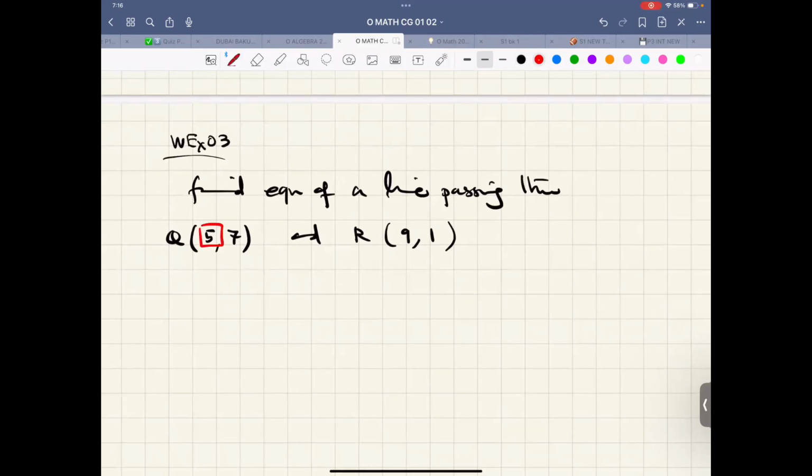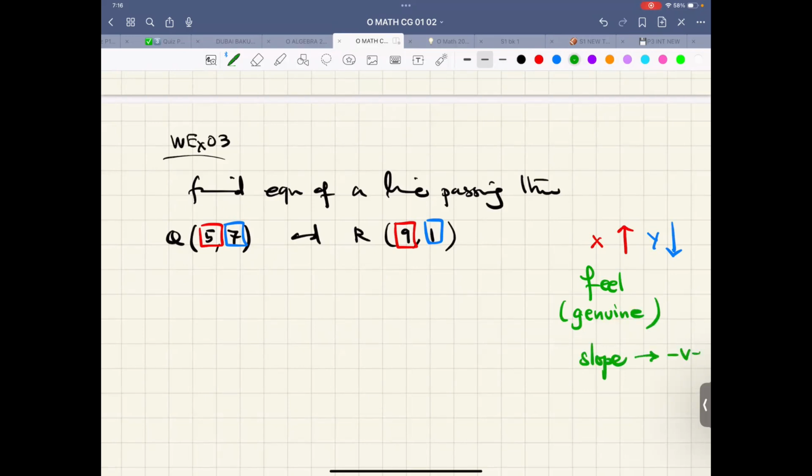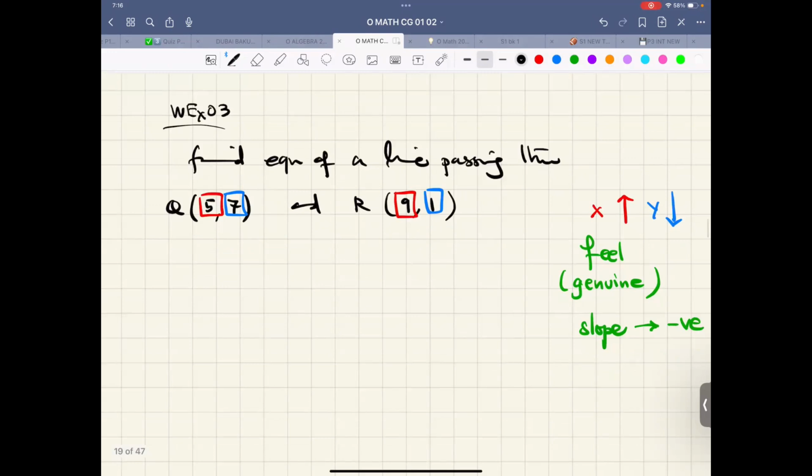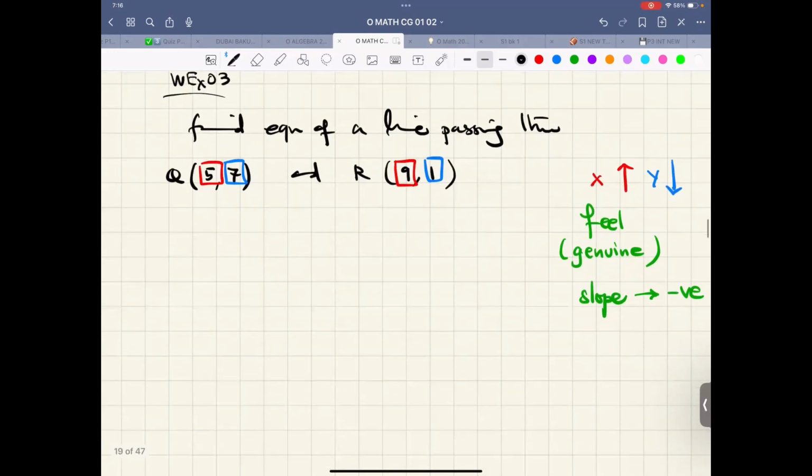From 5 to 9, x increases. But from 7 to 1, y decreases. Therefore, the feel is, and it's genuine, that the slope will come out to be negative. Of course, you can always double check. We just have to develop that mathematical sense that the slope is negative because x increases, y decreases.